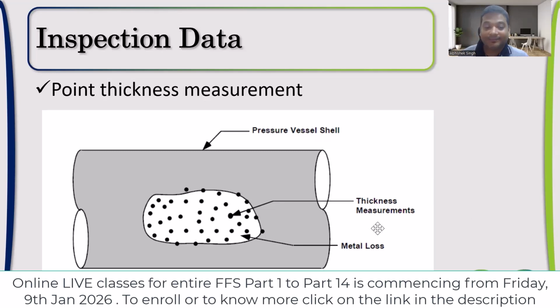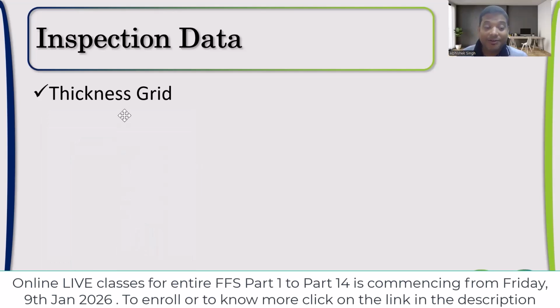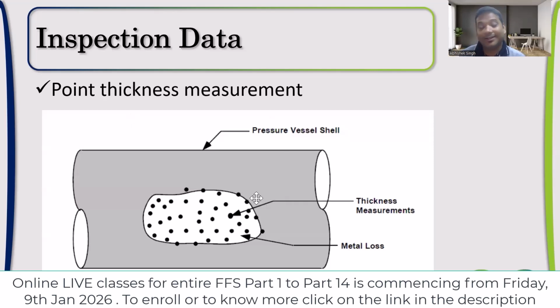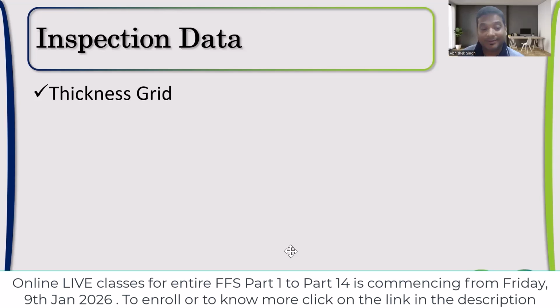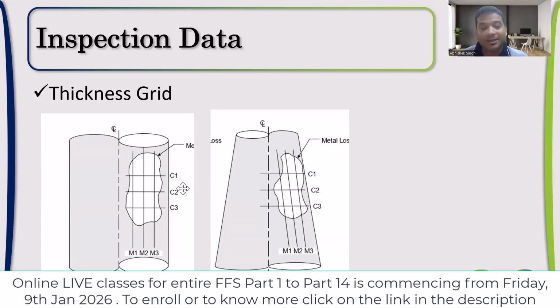Now, the other method of taking the data is thickness grid. There is a limitation on the point reading. We'll talk about that further, like when it is applicable and when you have to move to the thickness grid. So thickness grid means you'll be making a proper grid of the points. It will not be random. You'll be taking horizontal, when we say circumferential and longitudinal direction planes, and measuring the thickness at all the grid points. So you can see here M1, M2, M3 are the longitudinal planes and C1, C2, C3 are circumferential planes. Now the data should capture the dimension at the boundary.